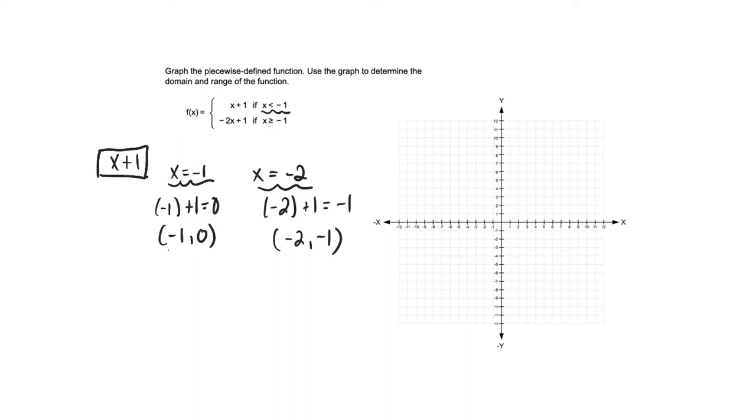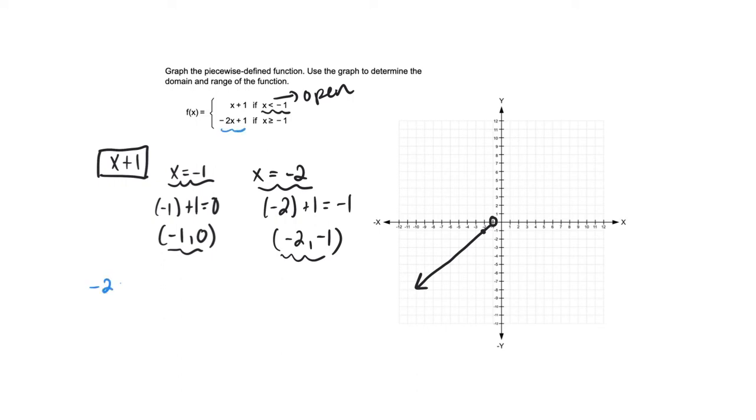Right, so we can plot this one, the negative 1, 0, but remember it's an open circle at negative 1, 0. So I just did it wrong because I filled it in, right? Open circle there. And then this one is going to be closed because it's part of our line. So negative 2, negative 1 is right here. And then you just make that line going on left forever because its x is less than negative 1. So that's our first one.